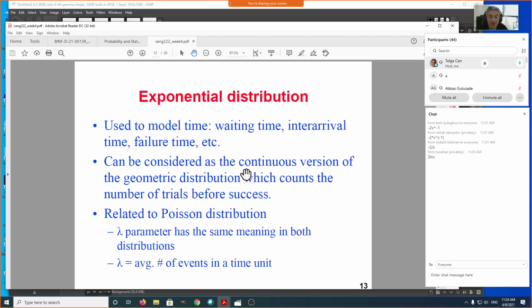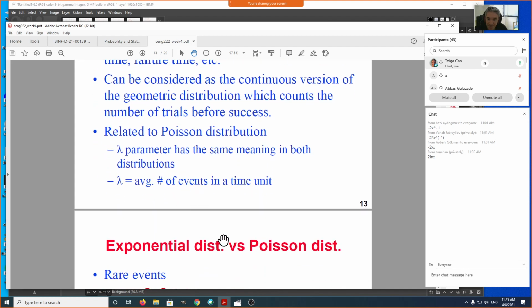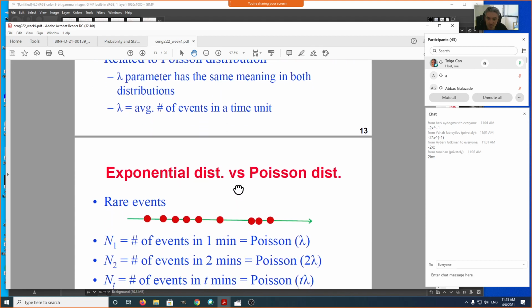It's called inter-arrival time, time between two events, time until failure. Waiting times are usually modeled as exponential distributions. Okay, and it's a continuous version of the geometric distribution. If you remember, geometric distribution is the number of trials until first success. So it's the time that elapses until the first event. As I said, it's related to Poisson. They have the same meaning in both distributions.